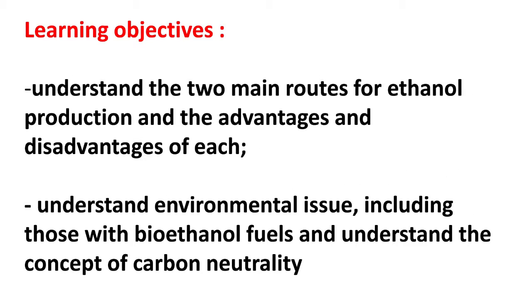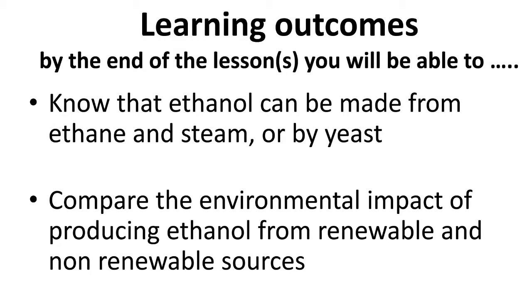Learning objectives of the lesson. Understand two main routes for ethanol production and the advantages and disadvantages of each. The second learning objective is to understand environmental issues involving bioethanol fuel and understand the concept of carbon neutrality. By the end of the lesson, you will know that ethanol can be made from ethene and steam, or by yeast, and be able to compare the environmental impact of producing ethanol from renewable and non-renewable sources.